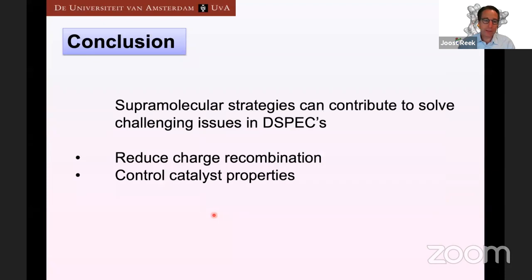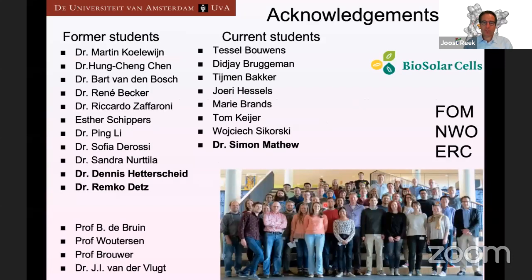So with this, I hope in time that I have shown that supramolecular strategies can contribute to solve challenging issues that we need to solve to develop dye-sensitized photoelectrochemical cells that run with high efficiency. So we can reduce charge recombination, and we can control catalyst properties by organizing molecular components in the proper way. So this is just a start, and I think over the next decades we need to develop more of these strategies to really arrive at efficient devices.